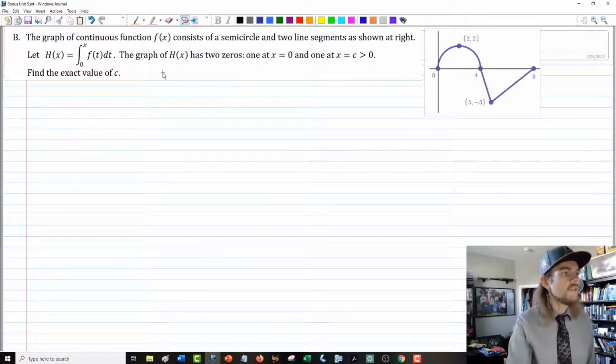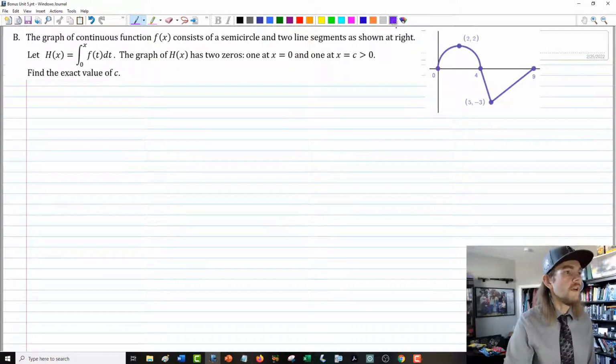So our situation, as it says, the graph of a continuous function f of x is shown at right. It's a semicircle and two line segments. I'll also point out that the semicircle has radius 2. That's going to help us out a little bit here.